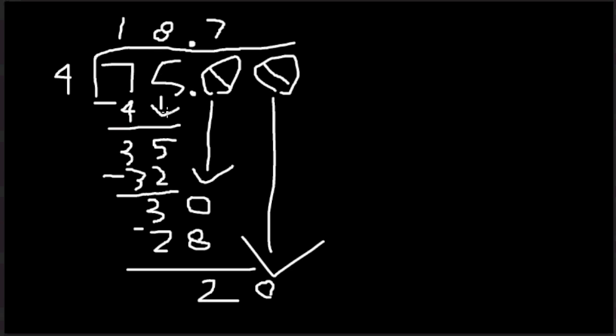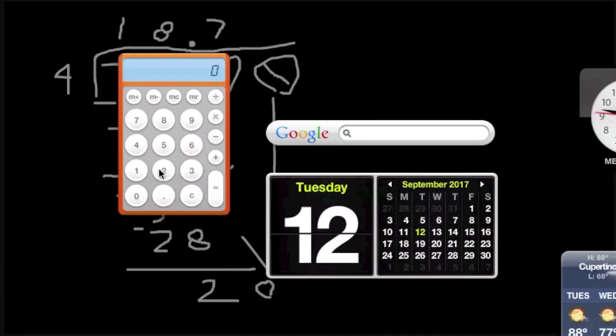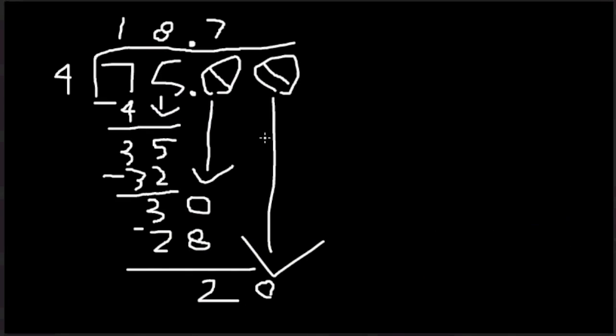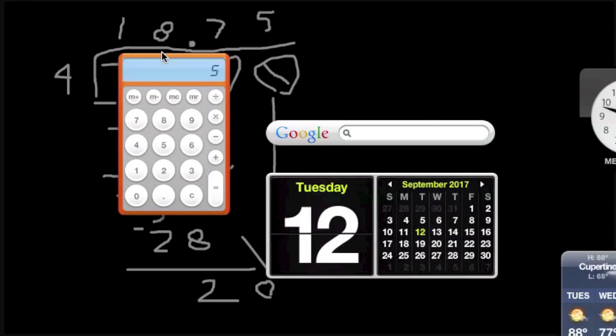Alright? And let me actually check this in case you guys don't believe me. 20 divided by 4. So yeah, that's actually 5, so we're going to put a 5 there. And we're done! Yay! Alright, and let's check our work.